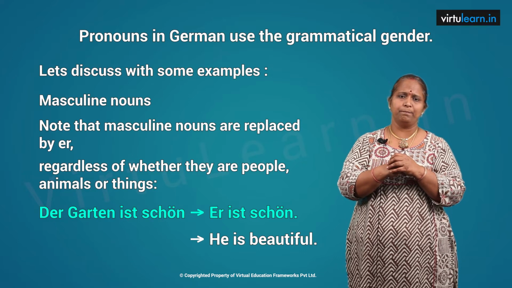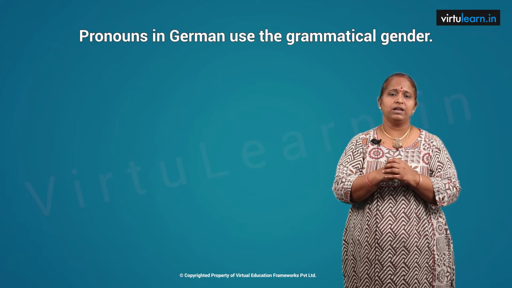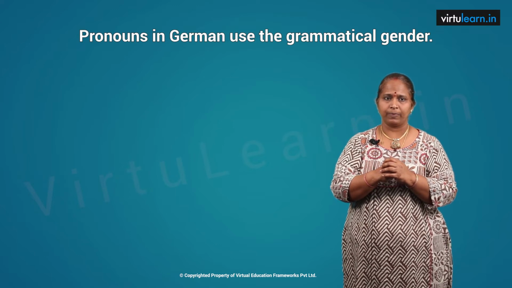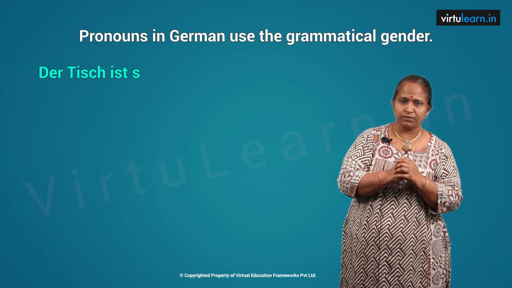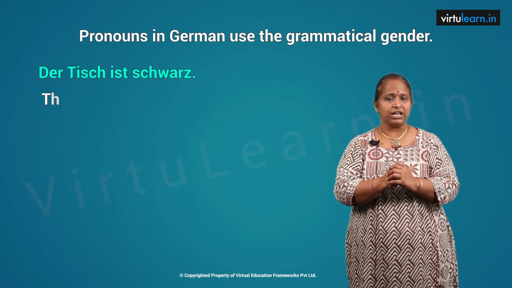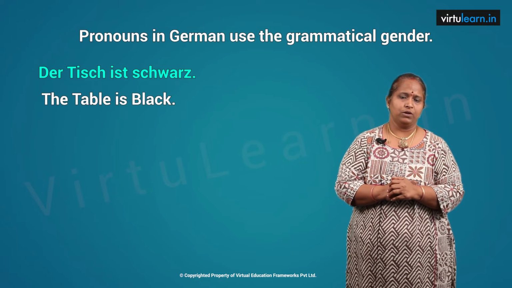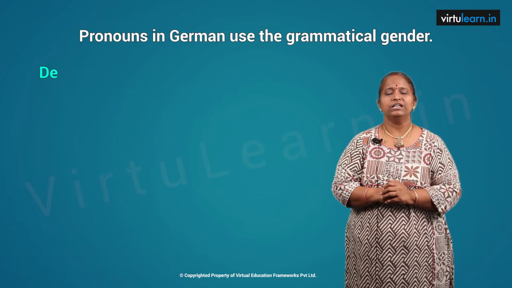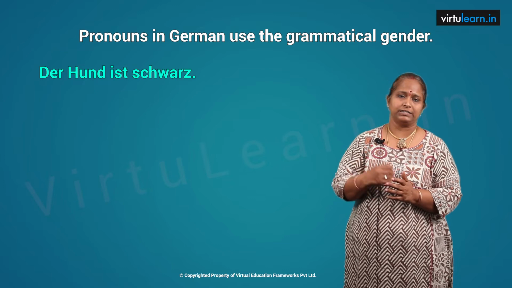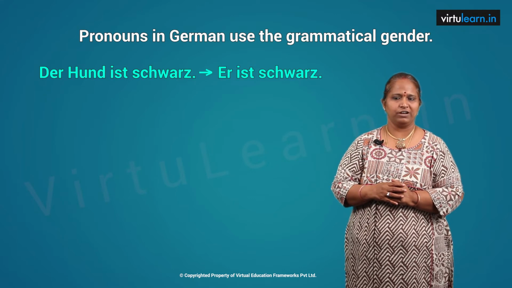Similarly, one more example, Tisch. Tisch is masculine in German, that is a table. Der Tisch ist schwarz, that is the table is black. Or Hund. Hund is a dog. Der Hund ist schwarz. Er ist schwarz, which literally means he is black.